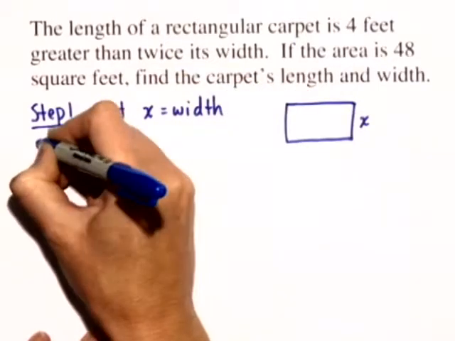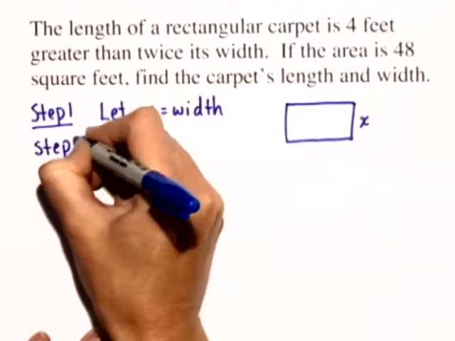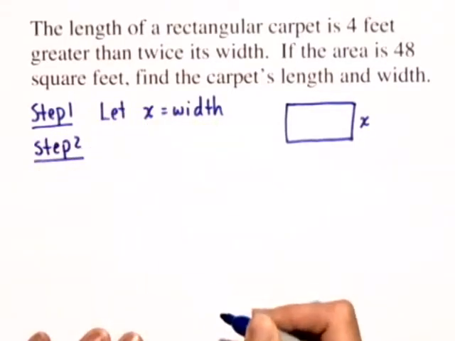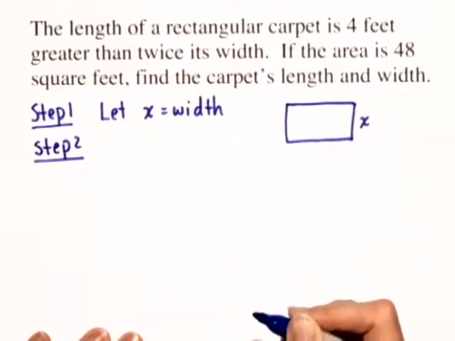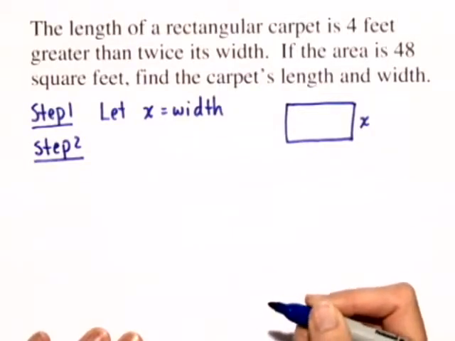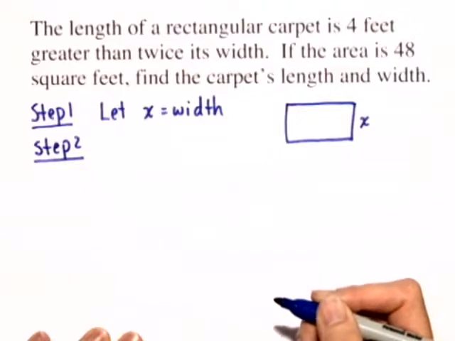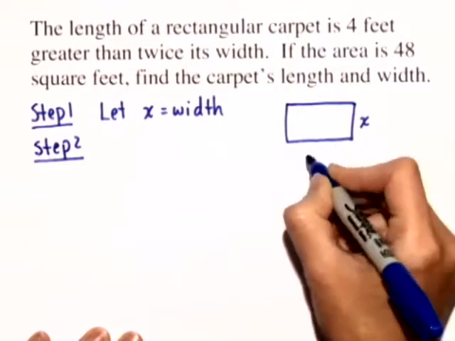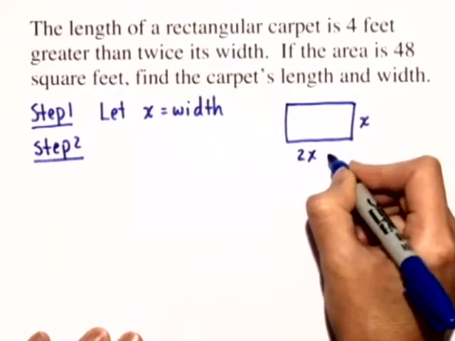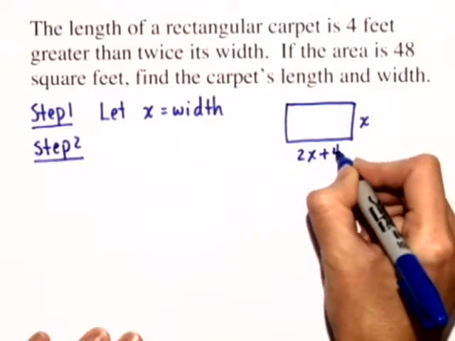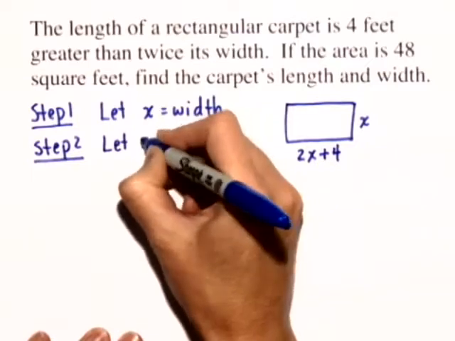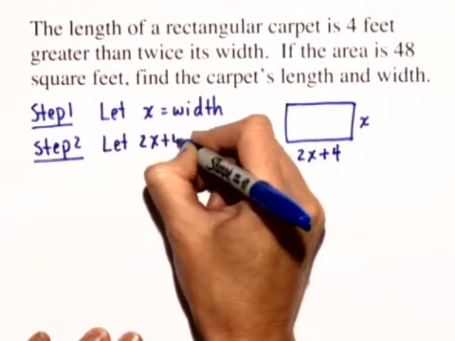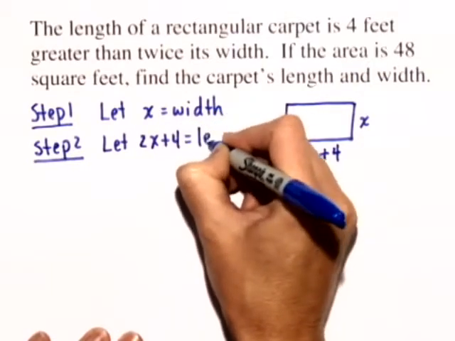Now in step 2, we want to identify any other unknown quantities in terms of x. Well, the other unknown quantity is the length, but we're told that the length is 4 feet greater than twice the width. So twice the width would be 2x, and 4 feet greater than that is plus 4. So for step 2, we'll let 2x plus 4 equal the length.